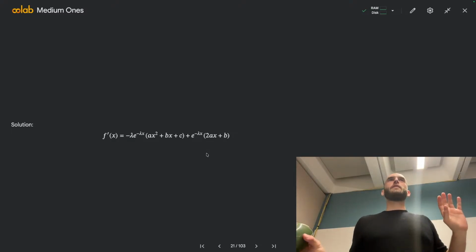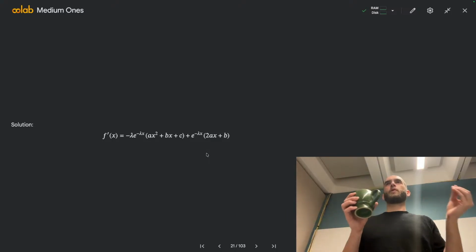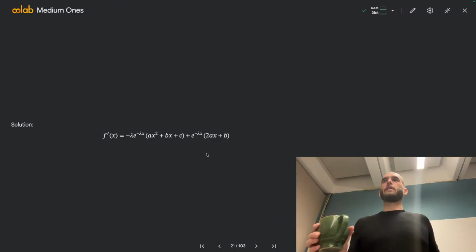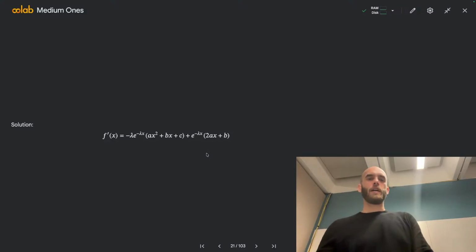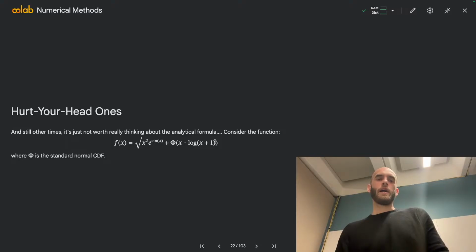So this one is also not that challenging, but it would require some thinking, right? It's not quite as simple as the first one. We have the derivative of g of x times f of x plus g of x times the derivative of f of x, just the standard product rule. What about this one?